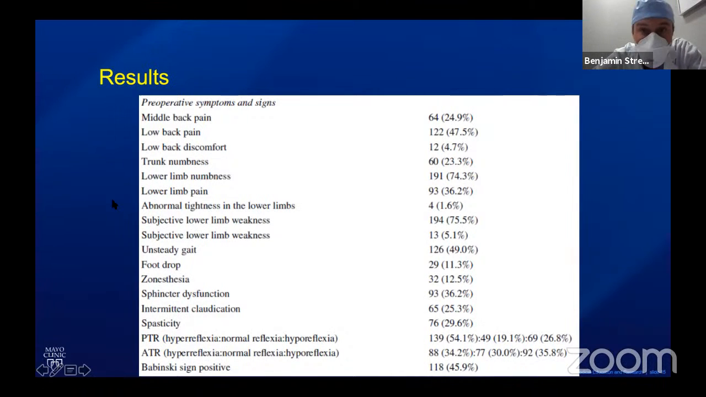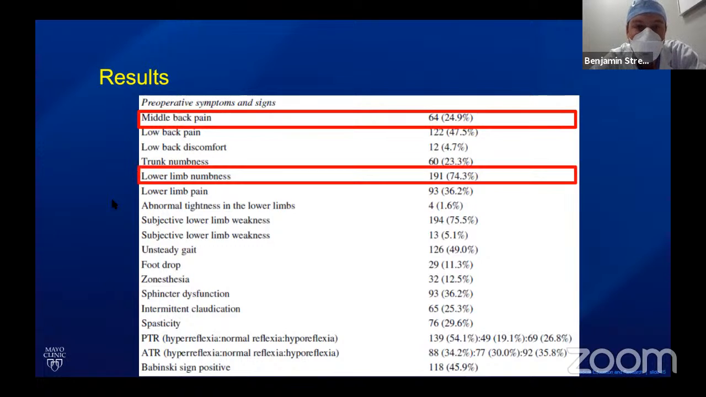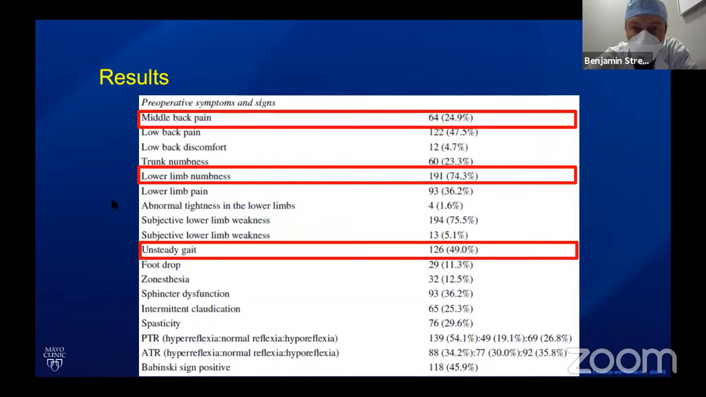A relatively busy slide, but one of the main purposes of the paper was to describe these pre-operative signs and symptoms for these thoracic discs. Many presented with middle back pain, but as you can see, only 25% had that as a chief complaint. The additional findings that they noticed were primarily lower limb numbness or lower limb symptoms. Weakness and subjective measures are also listed at about 3/4 of their patients.